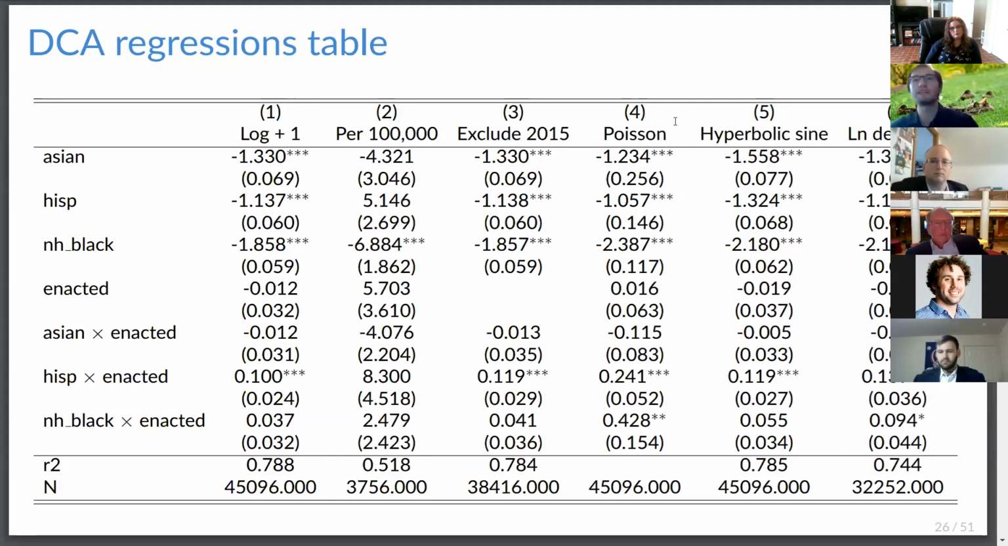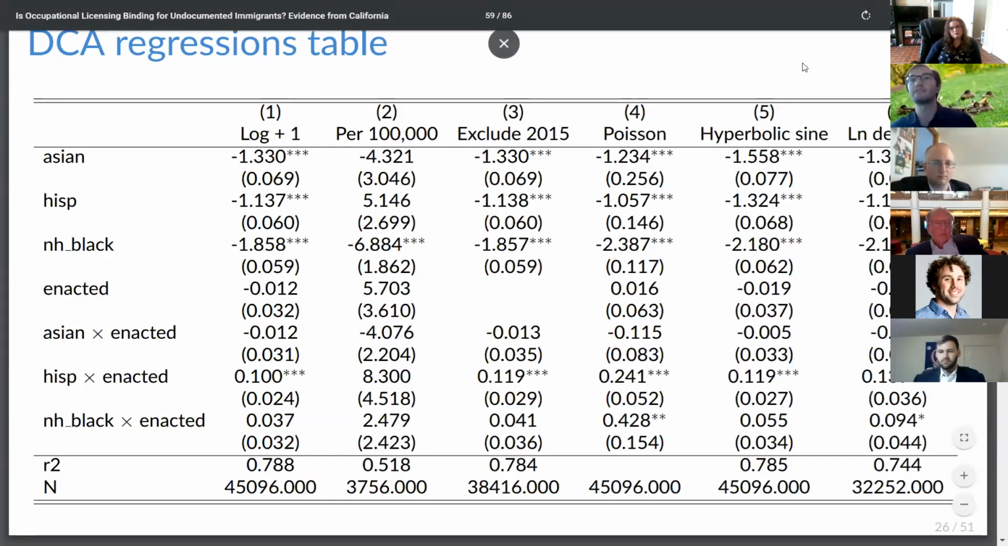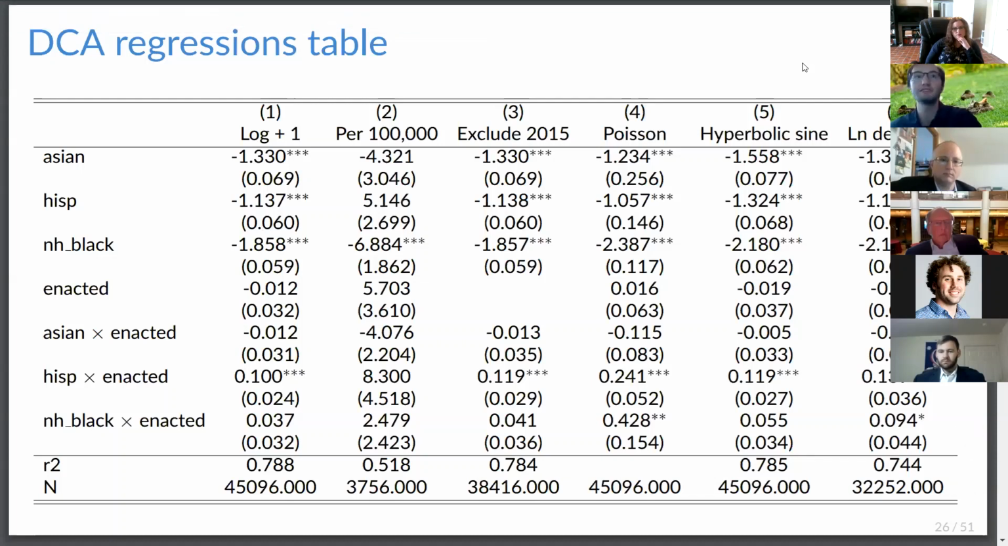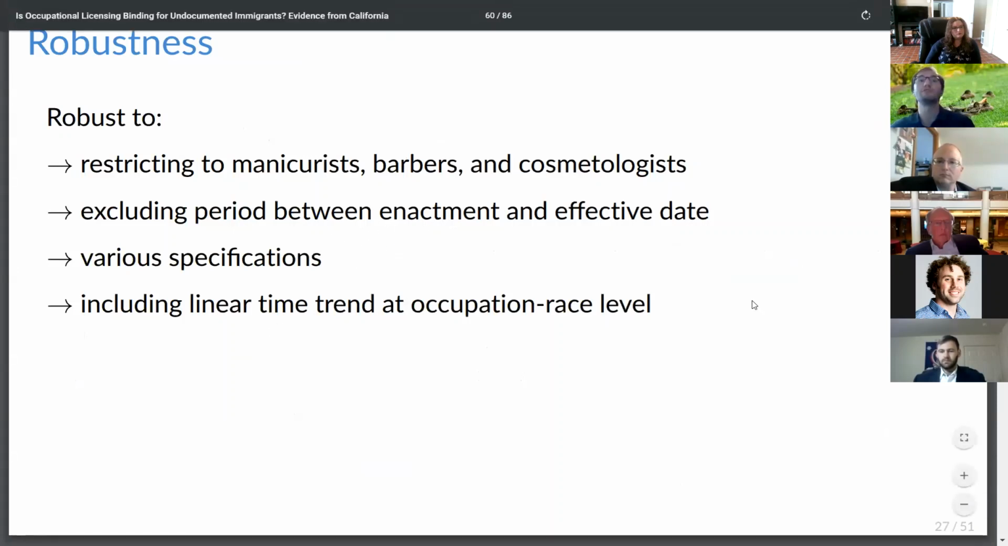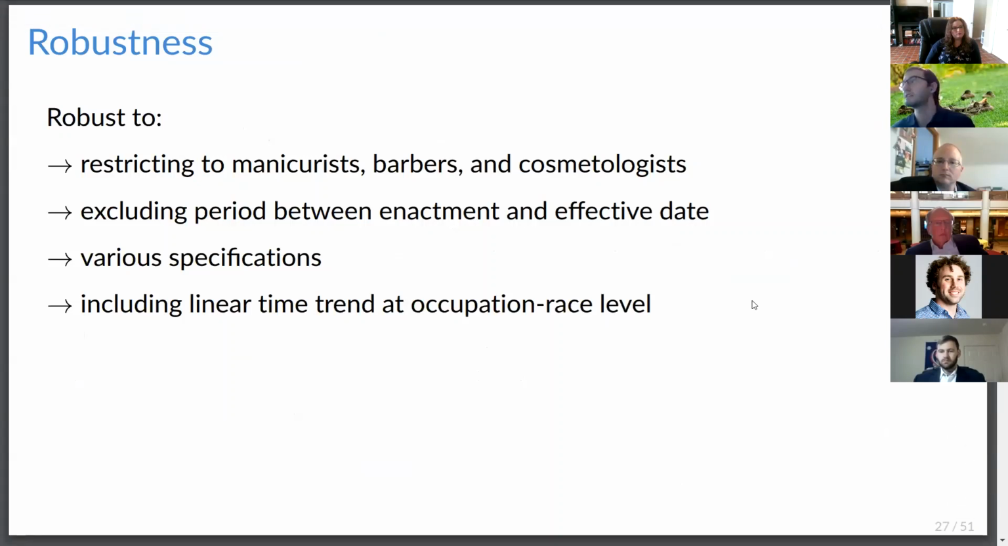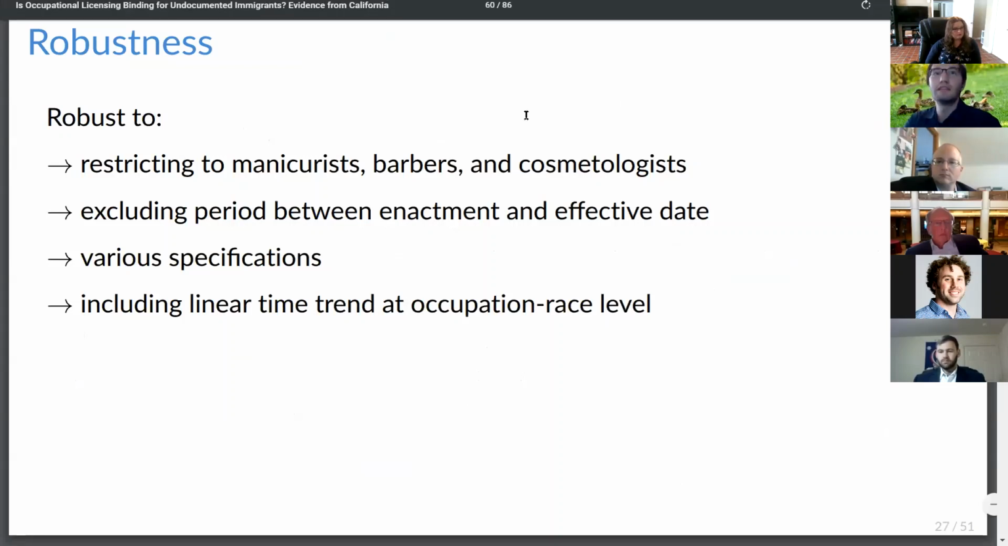But in general, again, this is very preliminary, but I think the pattern, at least in these regressions, is fairly consistent. Some other things I do: the event study looks the same if I restrict to just manicurists, barbers, and cosmetologists. Those are the things I talked about. And then I also include a linear time trend at the occupation-race level, and the regressions look pretty good when I do that too. That's where I'm at with this right now.